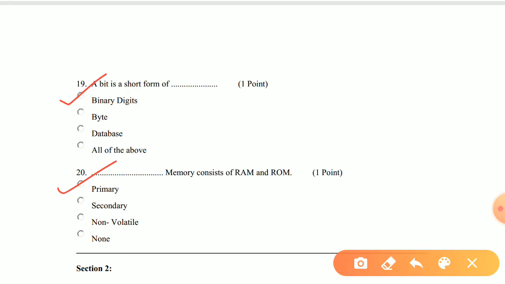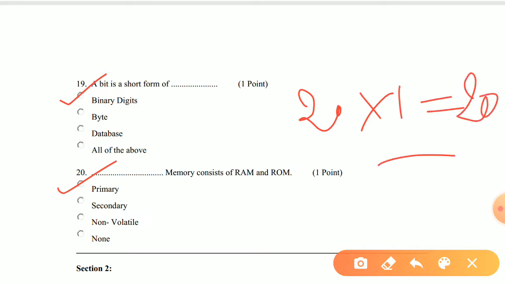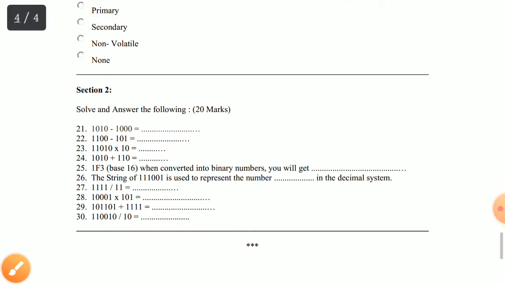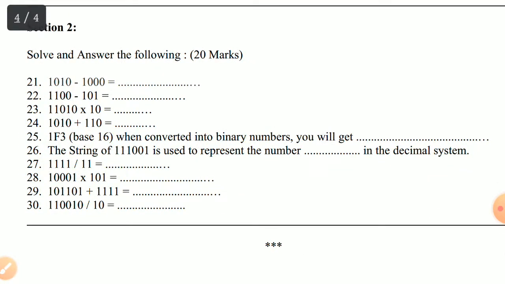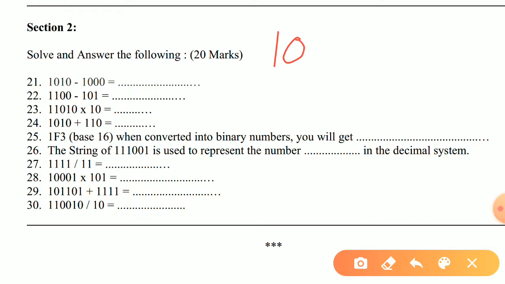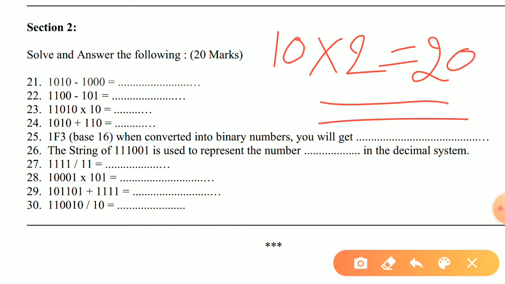Now this was your first part which contains 20 questions. So 20 into 1 you are having 20 marks. Rest of the 20 marks is contained by section number 2. Now see, section number 2 we are having 10 questions. Yes, and every question contains 2 marks. That is why you are having 20 marks for section 2.